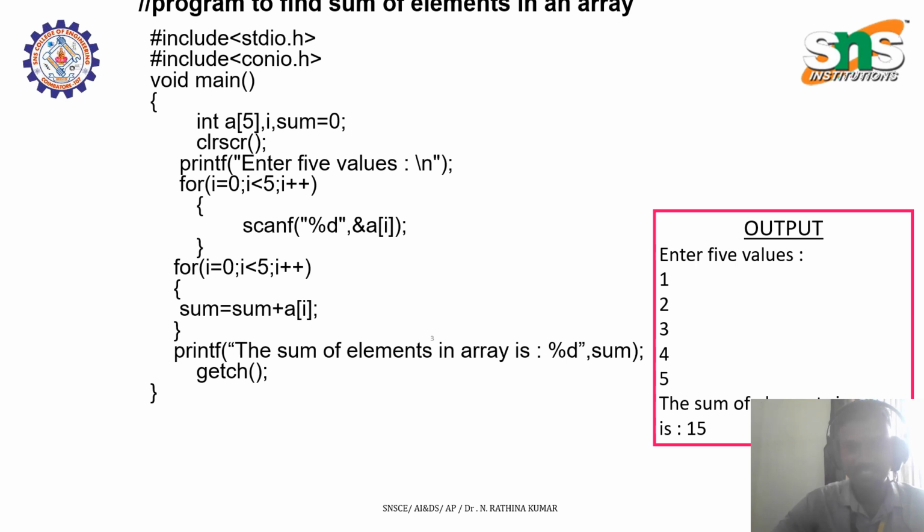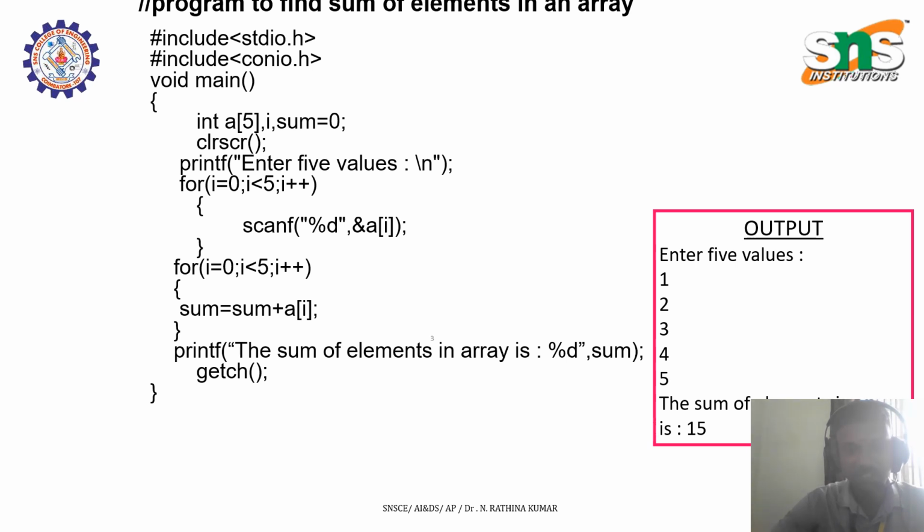The next one is a clear screen statement, followed by a printf line, enter the 5 values. We already discussed these lines. The printf is an output statement. If we want to display something to the user, we go for printf. If we want to read and store some values from the user, we go for the scanf function. The next line, inside the for loop, we give one scanf function, which means we have planned to get 5 values from the user.